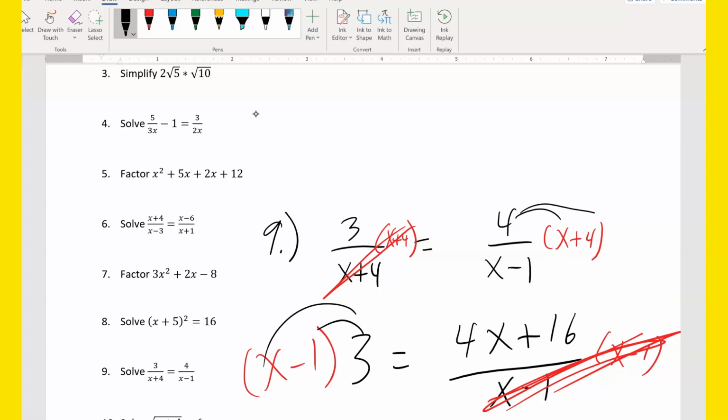But we do need to remember to check those and make sure that if they do make the denominator become 0 in the original problem, they are not a true solution. It's called an extraneous solution. And so when that's the case, if you don't have any solutions left, then you could say no solution. Or if you have two numbers that are solutions and one of them works and one of them doesn't, then it's just one of the numbers. You leave the other one off for the solution.